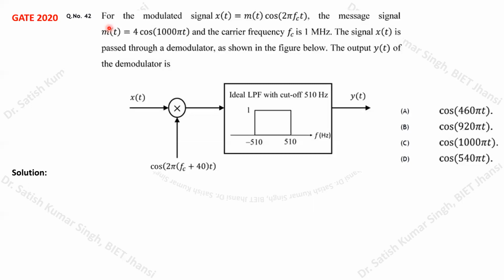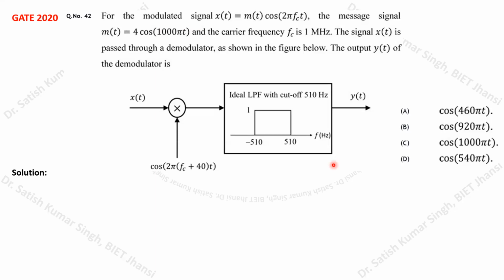For the modulated signal, which is defined as x(t) = m(t) cos 2πfct, and the message signal m(t) is defined as 4 cos 1000πt, and the carrier frequency fc is 1 megahertz. The signal x(t) is passed through a demodulator as shown in the figure below. The output y(t) of the demodulator is... So basically we have to find out this output y(t) of this particular demodulator.